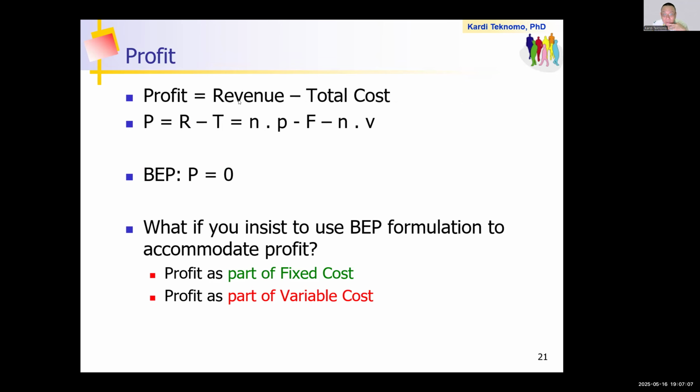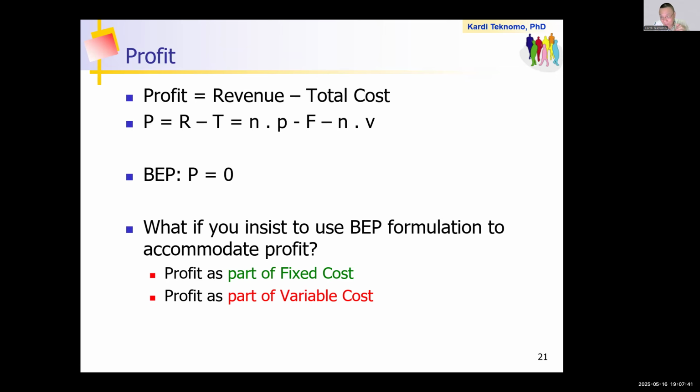The revenue you already know, which is N times P. So N times P is the revenue, isn't it? The total cost depends on the fixed cost and the variable cost, right? So now you can use this formula to get the profit. But at BEP, the profit is 0. Then this is the question.